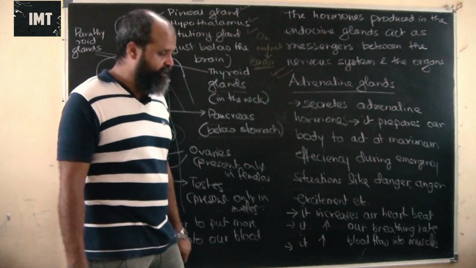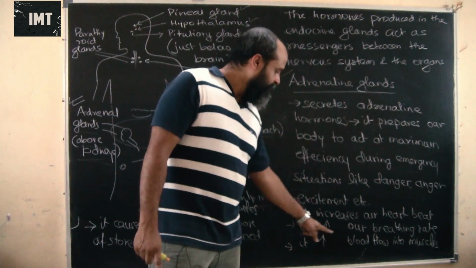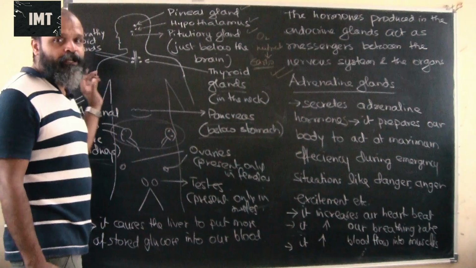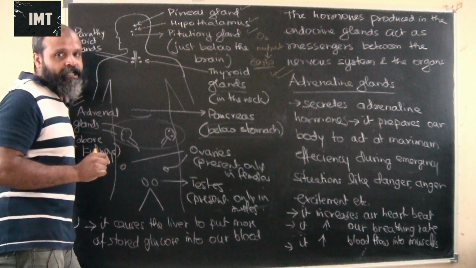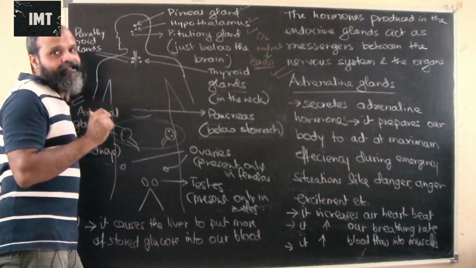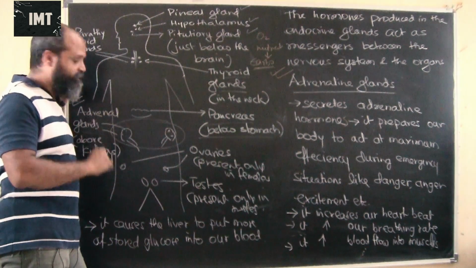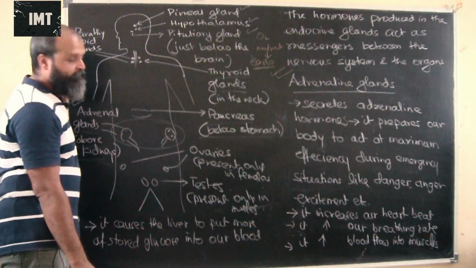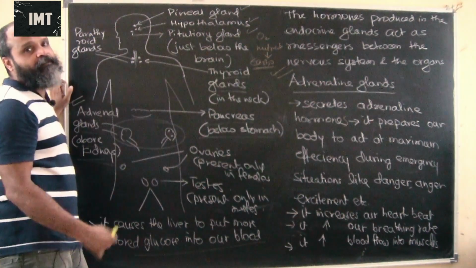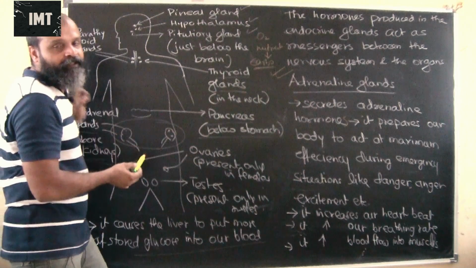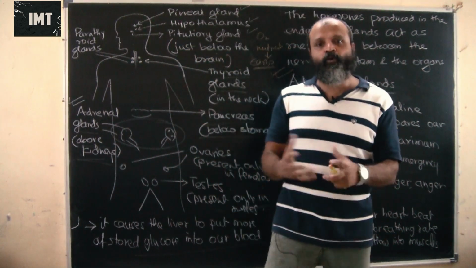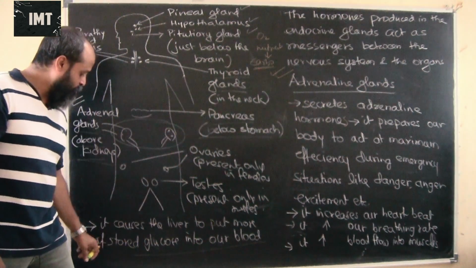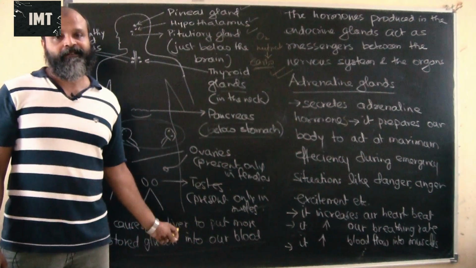During times of emergency as well, the adrenaline hormone of course pushes blood into our muscles, because the muscles are in huge requirement of energy, and the only way in which energy can be given to the muscles is by increasing the rate at which oxygen and nutrients reach the muscle cells. It causes the liver to put more of the stored glucose into our blood. Why? Because at the end of the day, it is the glucose which will burn and produce energy. That's how things happen.